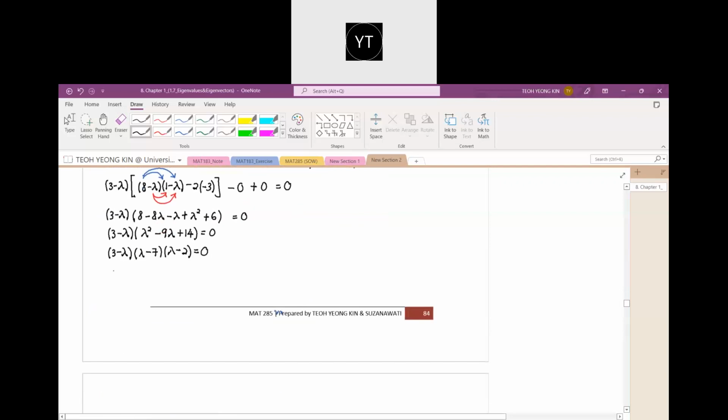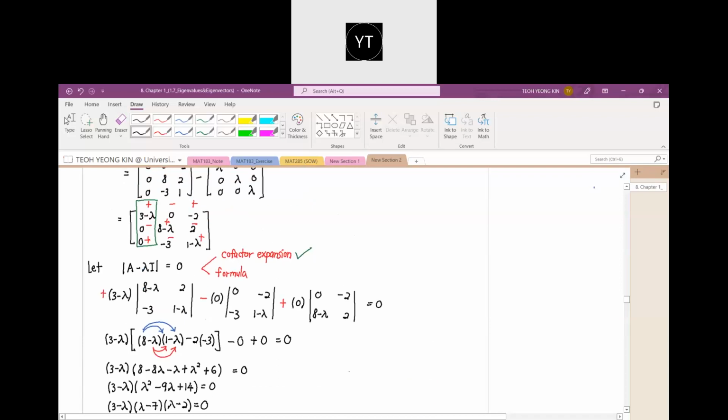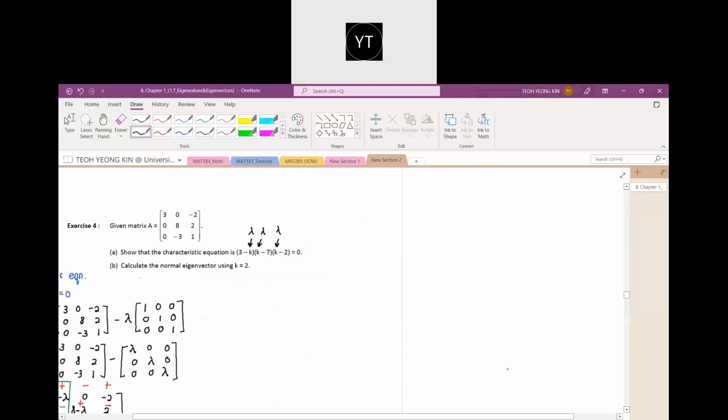So therefore, I change lambda into k. So therefore, 3 minus k, k minus 7, and k minus 2 is equals to 0. So here is the first answer, the answer for the first question. So here is our k. So show that the characteristic equation is this one, is given as this one. So here is what we get. And then calculate the normal eigenvector using k is equals to 2. So this question mentioned is by using k is equals to 2.